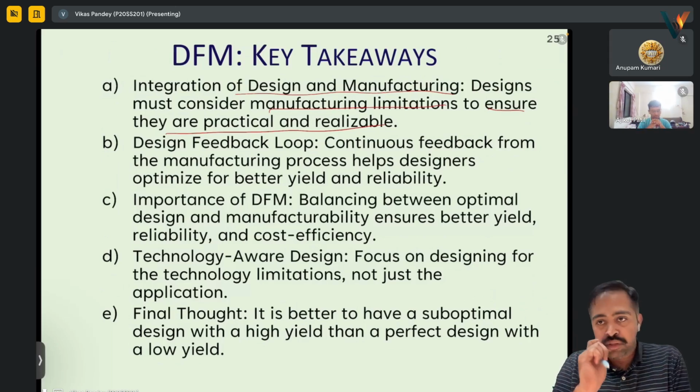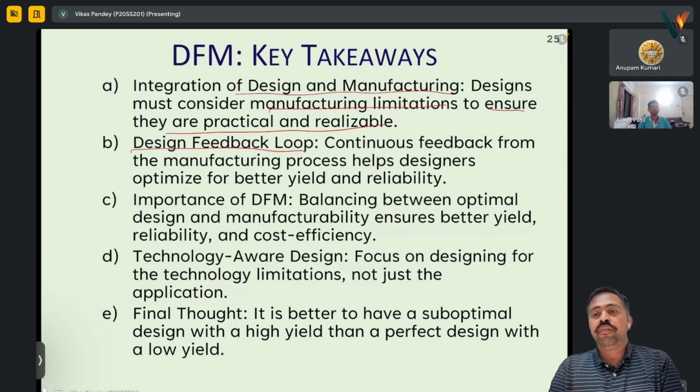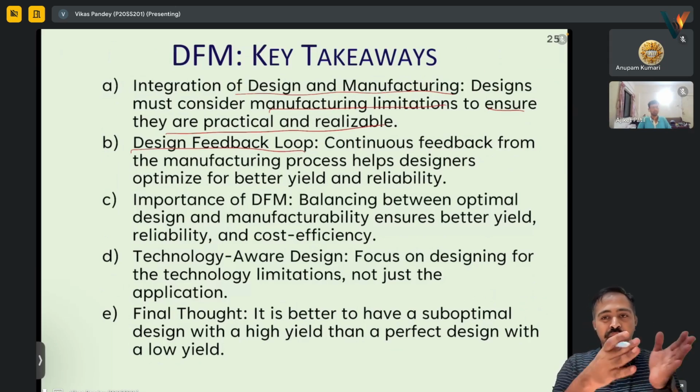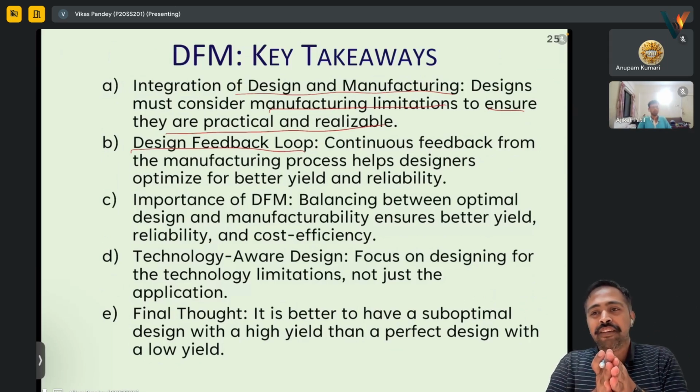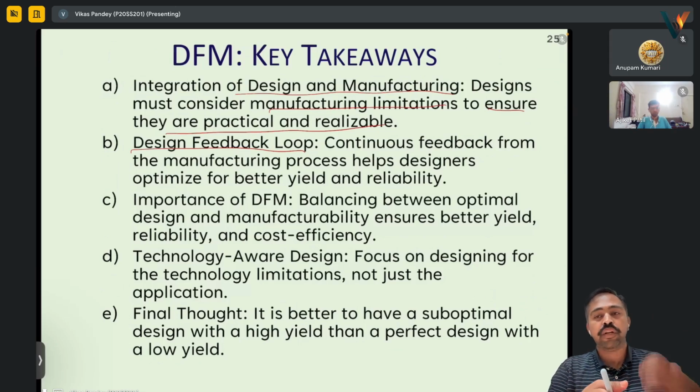The second and most important thing is the design feedback loop. You don't have to get offended when someone says that these were the problems in the design. These problems happen. We have to take the feedback from the process, see what the problems are, correct them, and improve. We have to put it in our design that these problems have been removed.